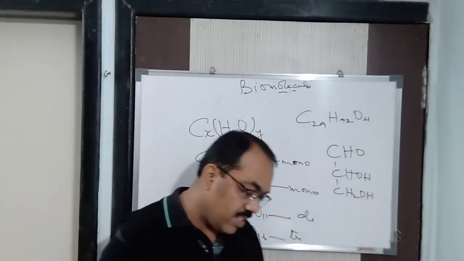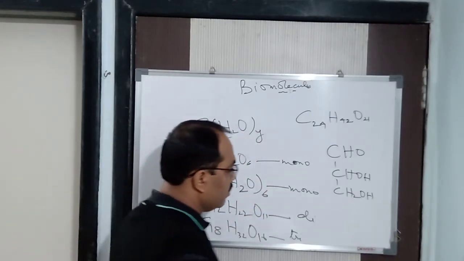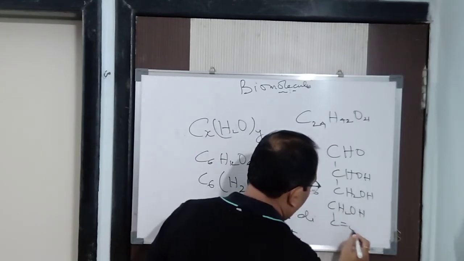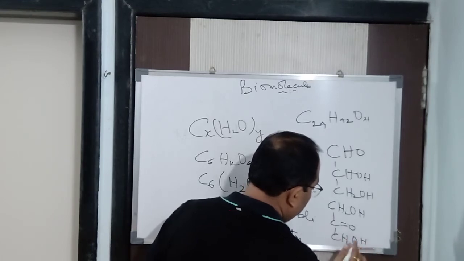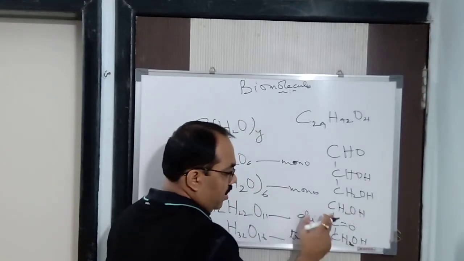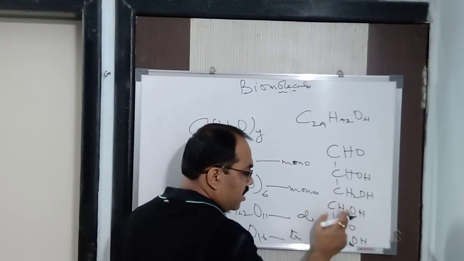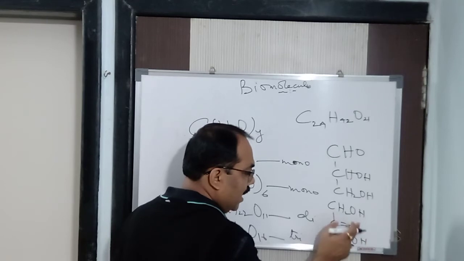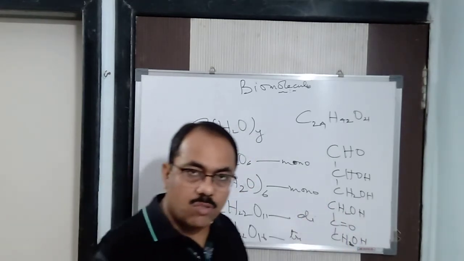Similarly, if I say dihydroxyacetone, what is the formula? Dihydroxy means having 2 OH groups present, and acetone means C double bond O. What is the formula of acetone? Acetone is CH3COCH3. Instead of one H, I have replaced it by OH, and here also, instead of one H, I have replaced it by OH. So what you got is dihydroxyacetone.